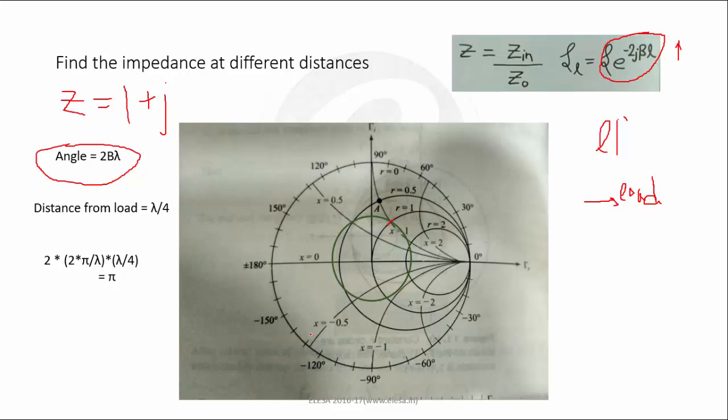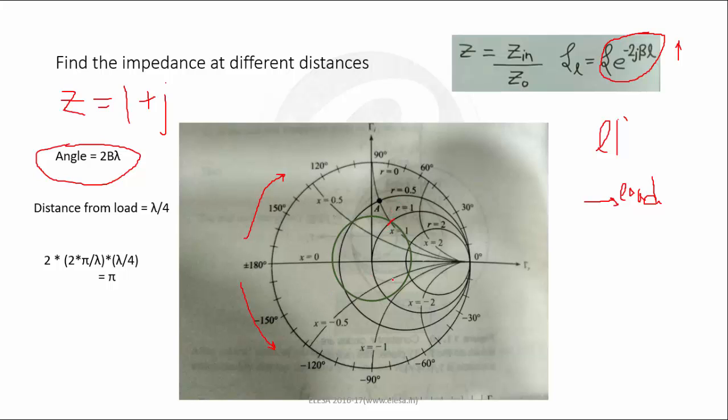Now back to the problem. So how will we move on this circle? We will move either like this or like this. And if we move in the clockwise direction, we are actually decreasing the angle. So we have to move here.